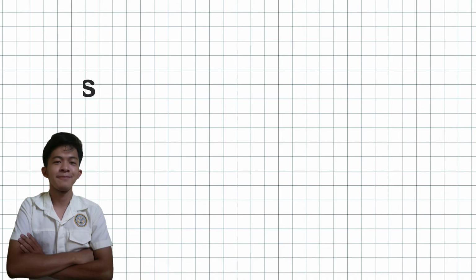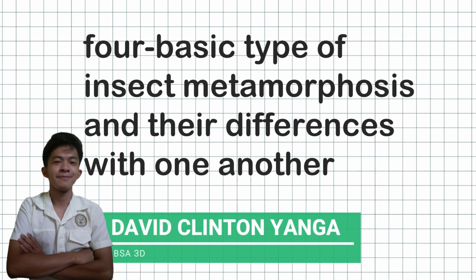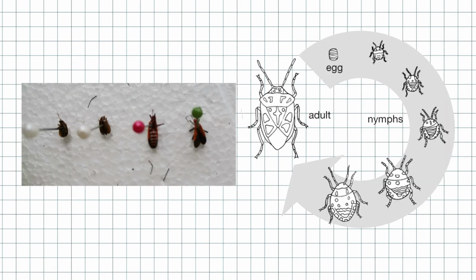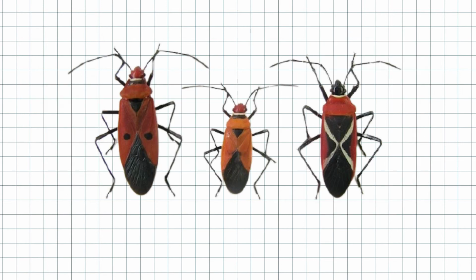Discussion. In this activity, we identify the four basic types of insect metamorphosis and their differences with one another. And in our group, we use red cotton bug and leafhopper and identify their type of metamorphosis. Red cotton bug is an example of a hemimetabolous insect or has incomplete metamorphosis, where these insects have three stages, namely egg, young one, and adult. After the final molt, these insects have fully developed wings suited for aerial life.